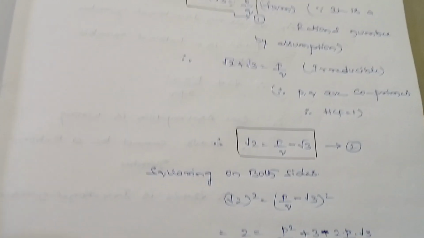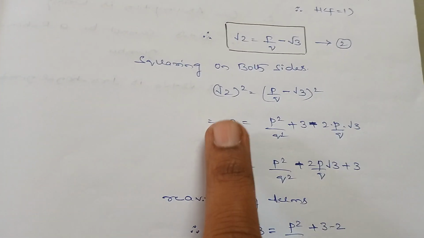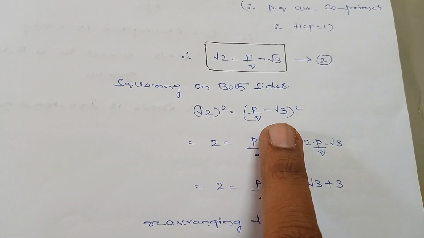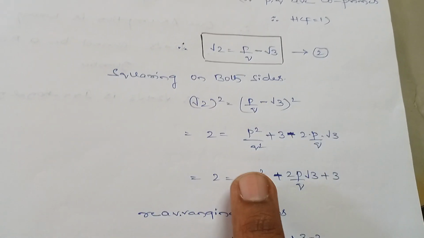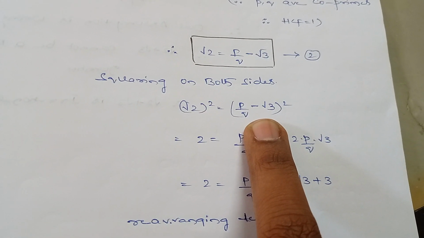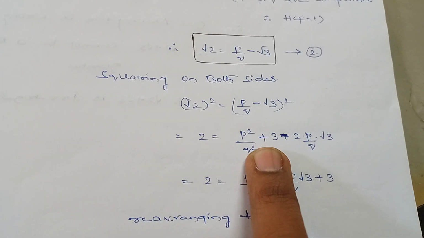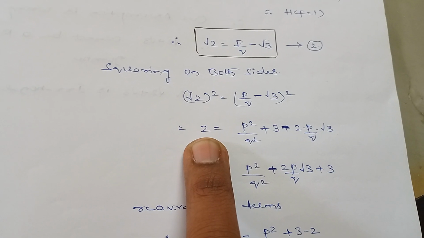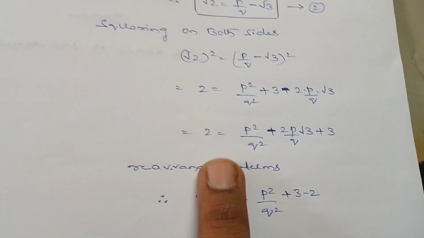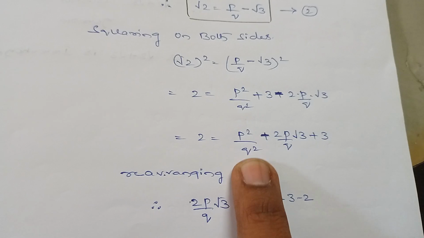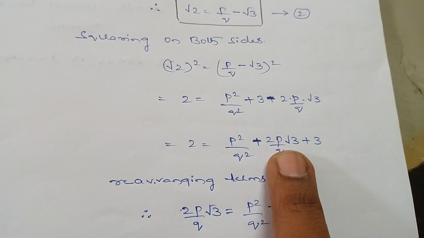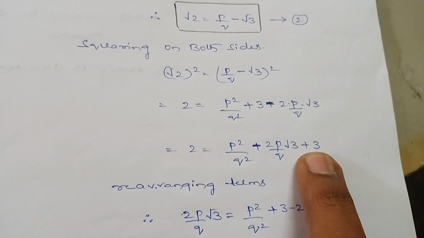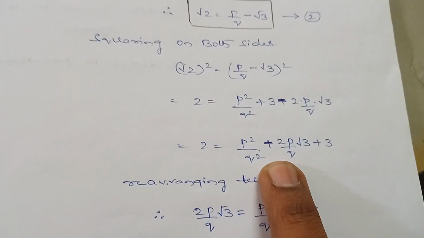Keep it as equation 2. Now, squaring on both sides, we get root 2 whole square equal to p by q minus root 3 whole square. Now the RHS part is in which form? A minus b whole square form. Here the square root gets cancelled on the LHS side. Therefore 2 equals p square by q square minus 2p by q into root 3 plus 3. I explained this in the a minus b whole square format.